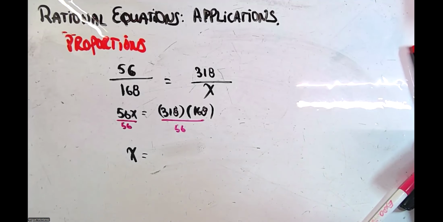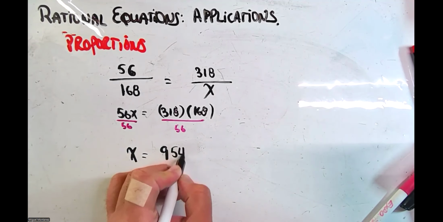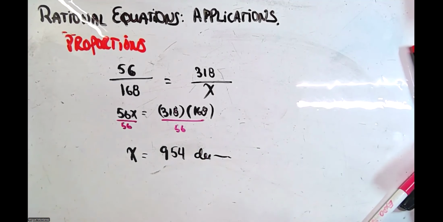318 times 168 divided by 56 is 954 deer. Okay, that makes sense. We are done. Thank you.